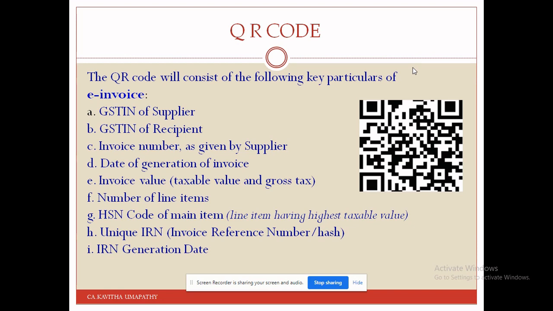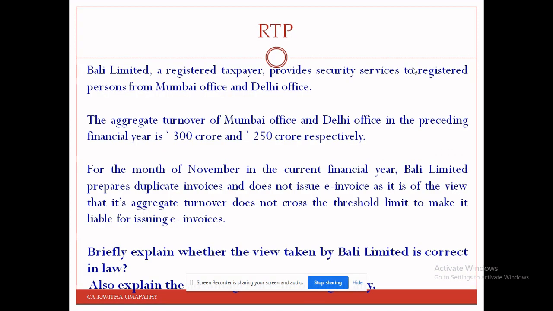The QR code will consist of these details: GSTIN of the supplier, GSTIN of the recipient, invoice number as given by the supplier, date of generation of invoice, invoice value, number of line items, HSN code, unique invoice reference number, which is a hash, and then the IRN generation date. Fine. Hope you have understood the process.